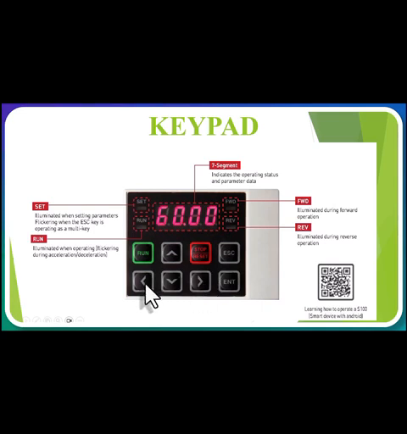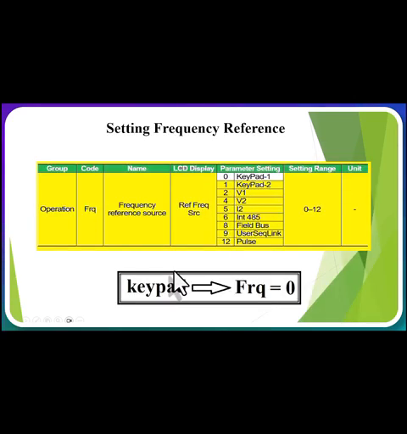To navigate between parameter groups, you use the left and right arrow keys, and to move between parameters within a group, you use the up and down arrow keys.